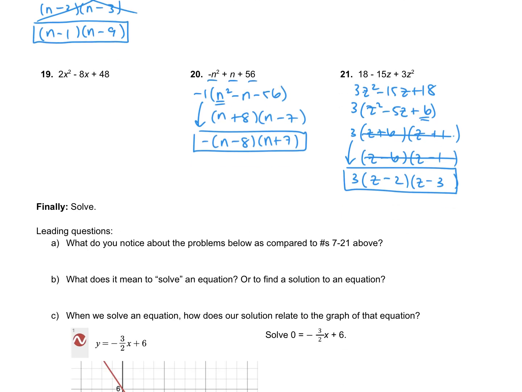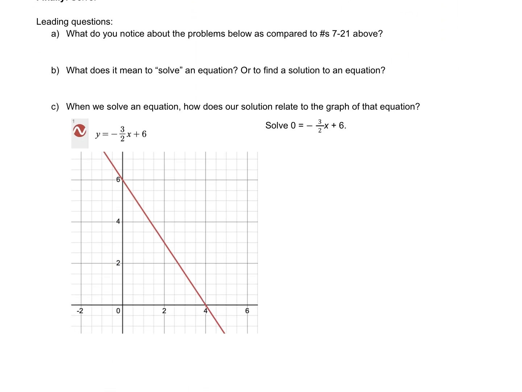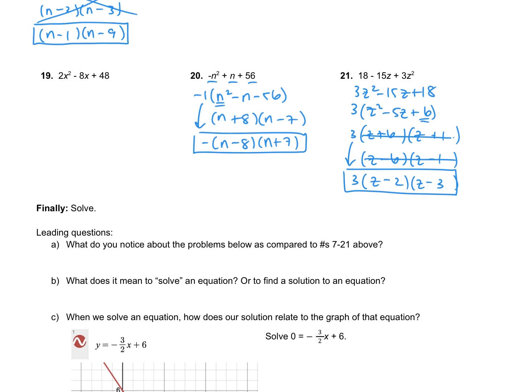Last thing we are going to do is we are going to solve. Can you flip to the next page? I'm not going to because it doesn't work so well with my page. But what do you notice for the problems on the third page compared to the problems above? There's an equal sign. Okay, so write that down. There is an equal sign.